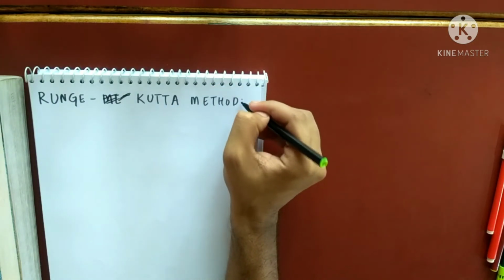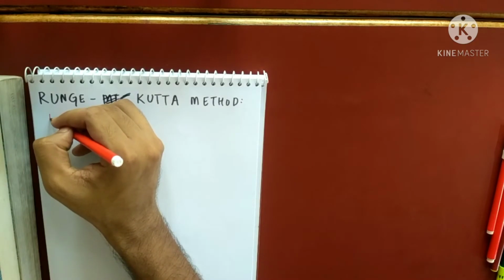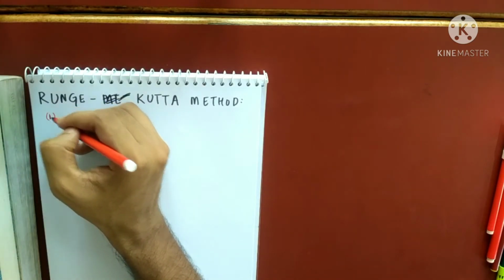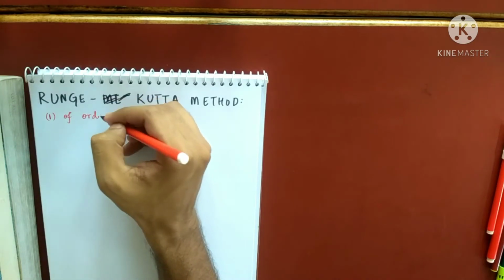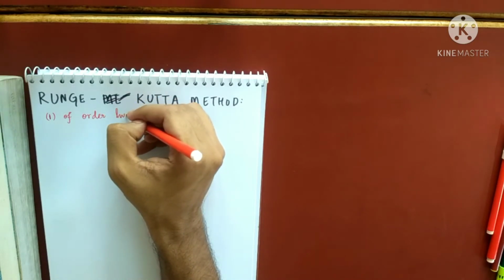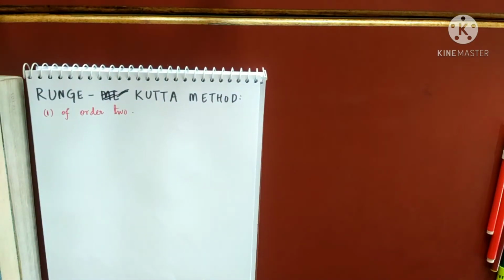Now this has two types, of order 2 and of order 4. I will just do order 2 because only that is mentioned in the syllabus. Basically order 4 is much better as it gives you more precise results, but that is not in our truncated syllabus. So we'll only do the Runge-Kutta method of order 2.